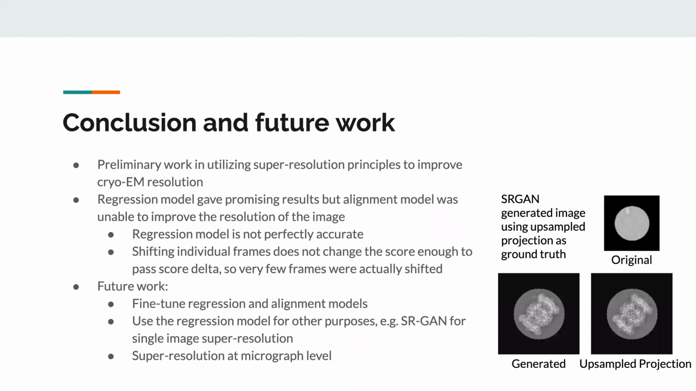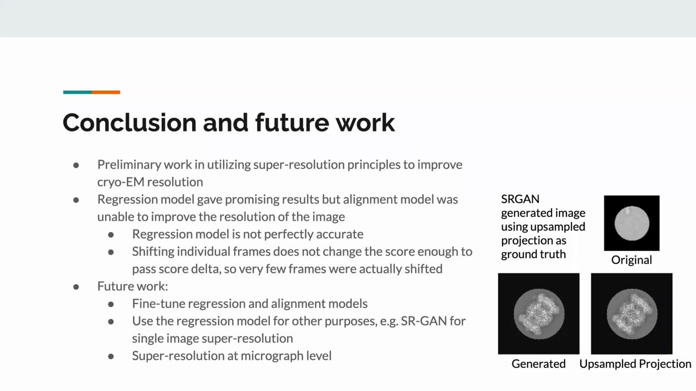This project was focused on preliminary work using super resolution principles to improve Cryo-EM resolution. The regression model looked promising, but the alignment model was unable to improve the resolution. This may be due to several reasons. First, the low SNR of the images made training difficult, resulting in a regression model that was not perfectly accurate. In addition, the score differences that resulted from single frame shifts were not large enough to pass the score delta, so very few frames were actually shifted during alignment.